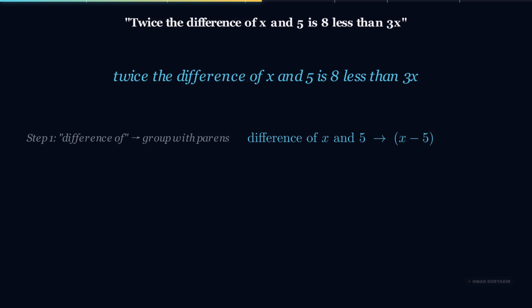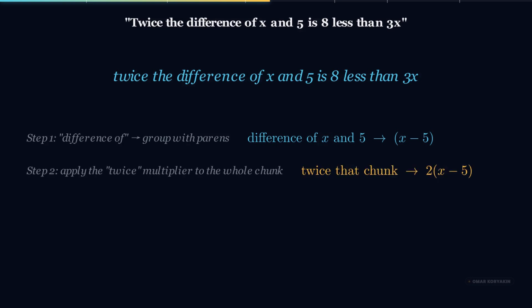Step 1. Parse the left side of the sentence carefully. The phrase the difference of x and 5 means x minus 5 with x leading because it appears first. Wrap that subtraction in parentheses because the next operator outside will multiply the entire chunk. Step 2. Apply the twice multiplier to the whole chunk. Twice the chunk becomes 2 times parentheses x minus 5 parentheses. The parentheses are essential because they hold the chunk together, so the multiplier hits both terms. The left side of the eventual equation is now 2 times parentheses x minus 5 parentheses.